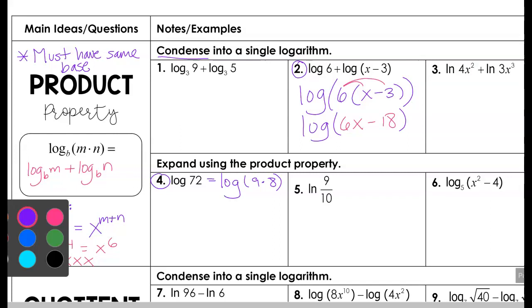So then how would we split this into 2 logs? It would be log, and then just put numbers in. Log 9 plus log 8. Good. Oh, wait, hold on. I was going to do it different. So wait, here you multiply. So you guys do 1, 3, 5, and 6.